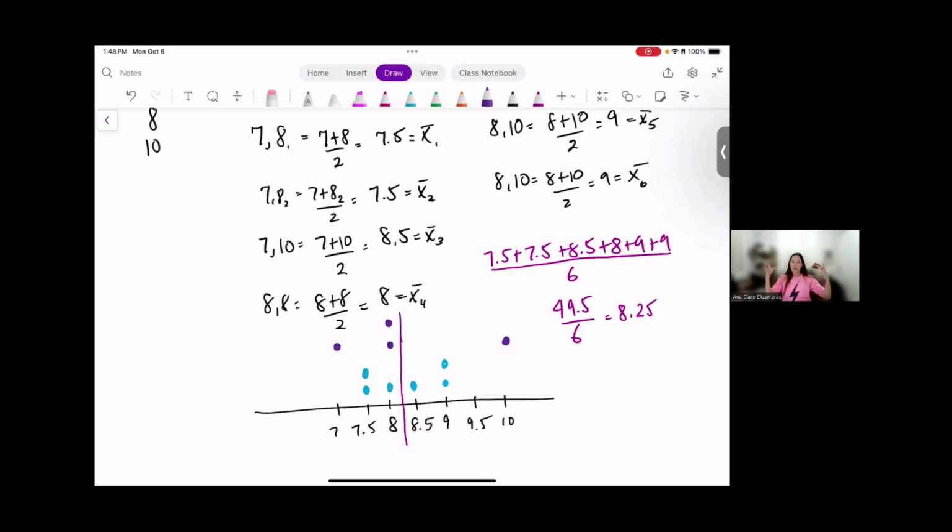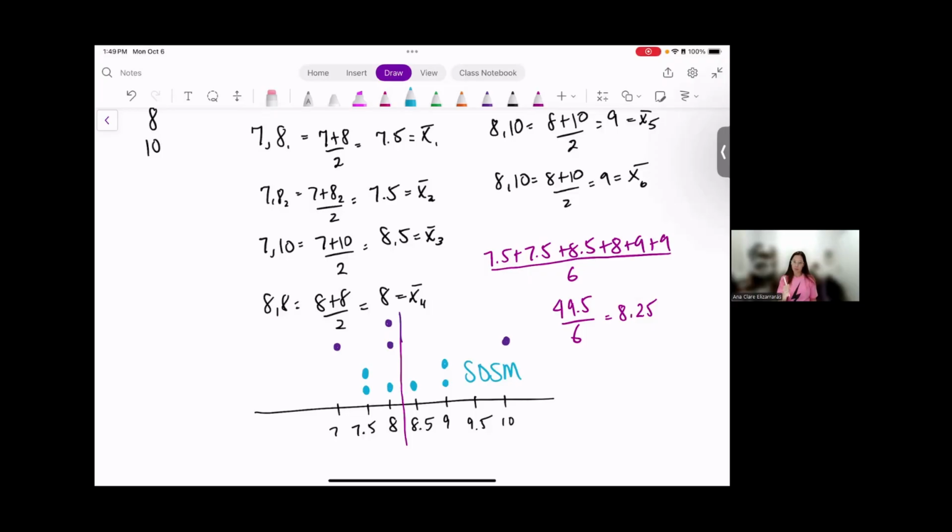So I have my population values, and I know what the average of the population is. Then I take a sample of size 2, and I did every single combination, found their averages, and then averaged the averages. And the average of the averages wound up being the average of the population. And we call this blue graph right here the sampling distribution of sample means, because it's all the sample means that we took from the samples.